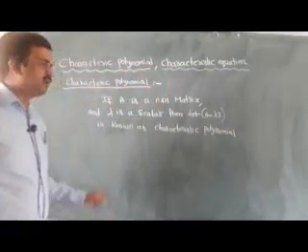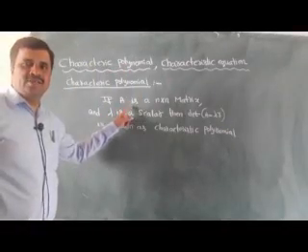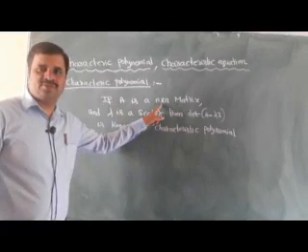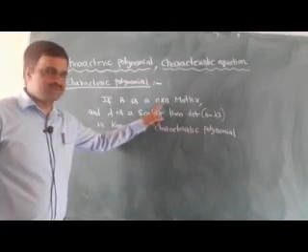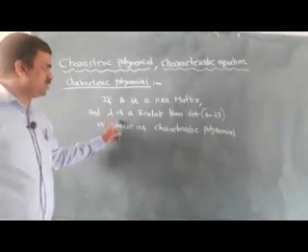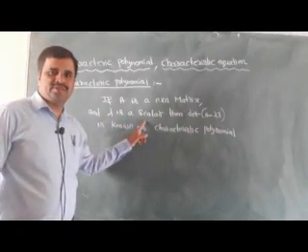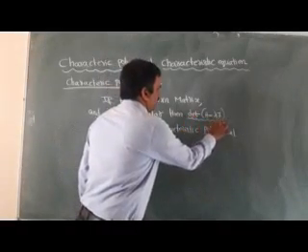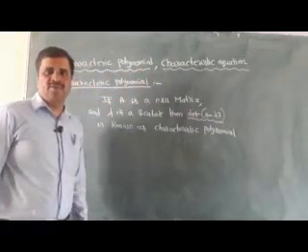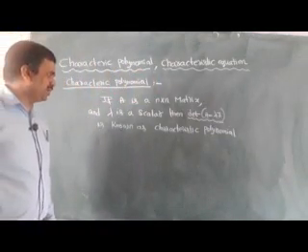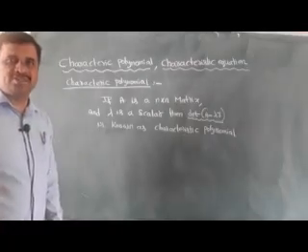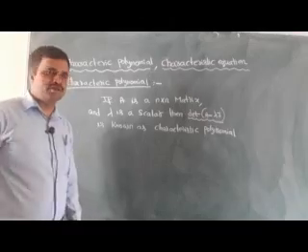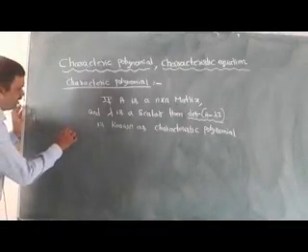Come on, say it once. If A is a matrix of order n by n, with n rows and n columns, and lambda is a scalar, then the determinant of A minus lambda I is known as the characteristic polynomial. Come on, write the next definition. Characteristic equation.